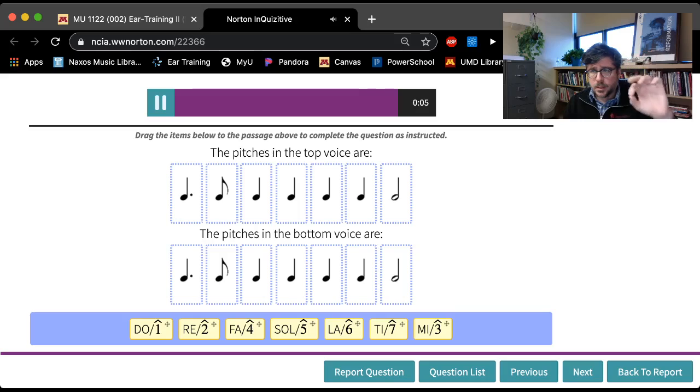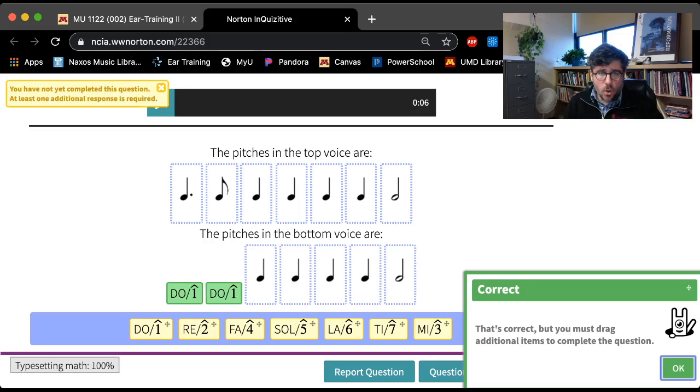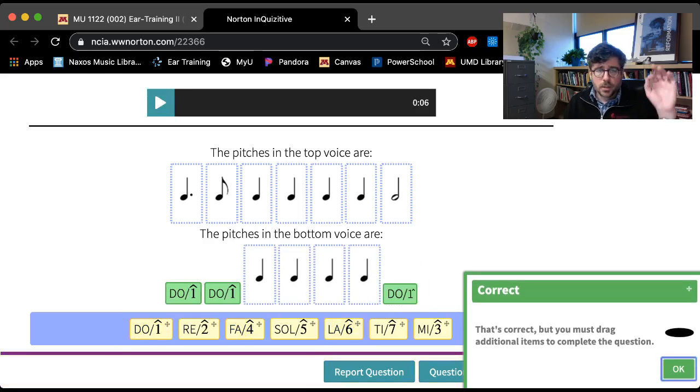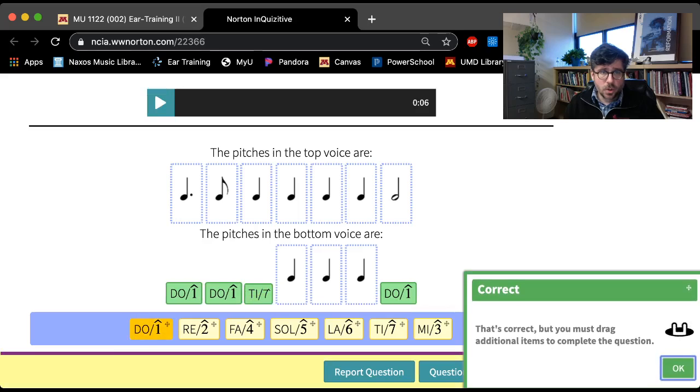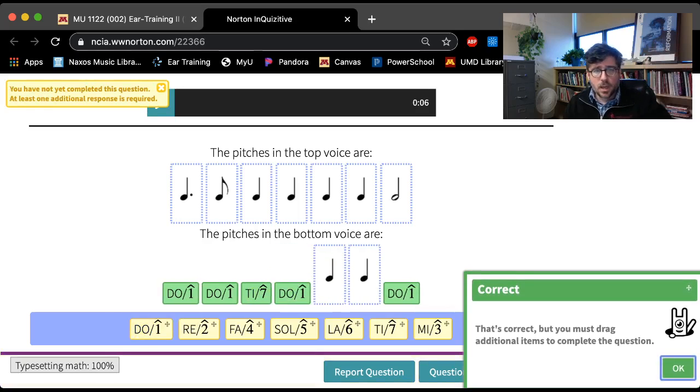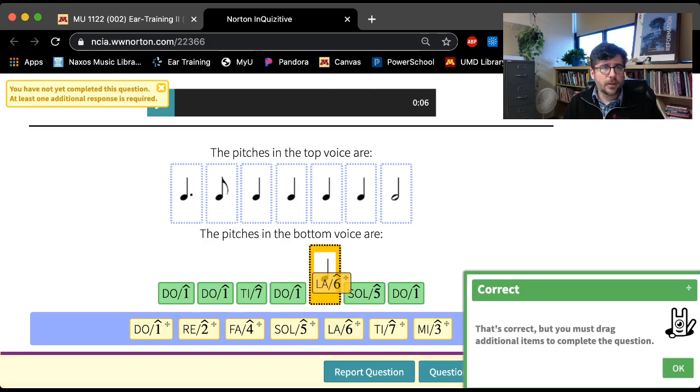I hear a lot of this note, do, right? I hear it at the beginning, and I hear it in the last note. I hear a skip here, but I don't hear a skip here, I hear steps. Do ti do do ti do. So do is at the end. So what's that note? La so do. And that gives me that.